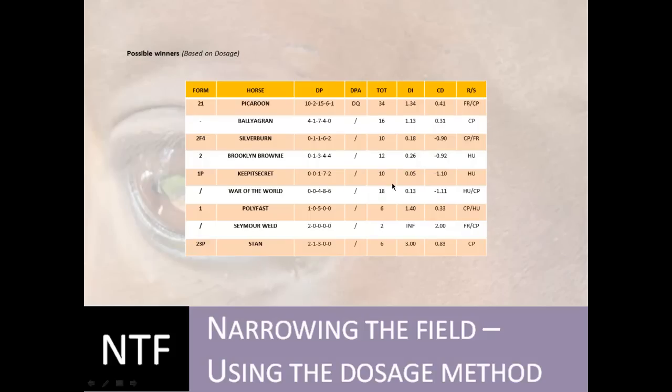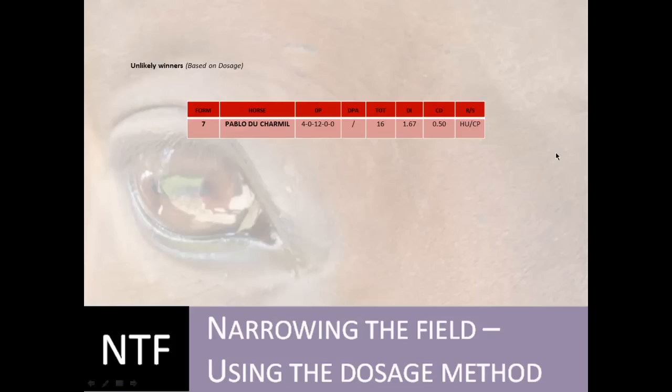We then have the next group, the possible winners. They're not huge negatives, but they're not as strong as the previous horses. It certainly wouldn't be a surprise if these horses won, because they do fit the wider stats, but they're certainly not as strong as the previous group of horses. And then lastly, we've got the unlikely winners.